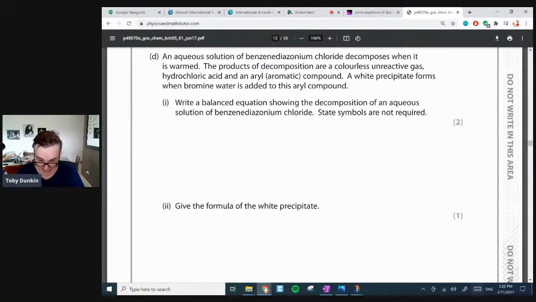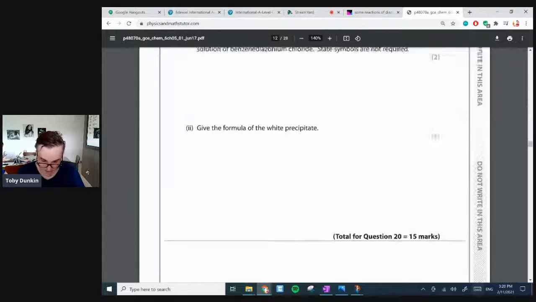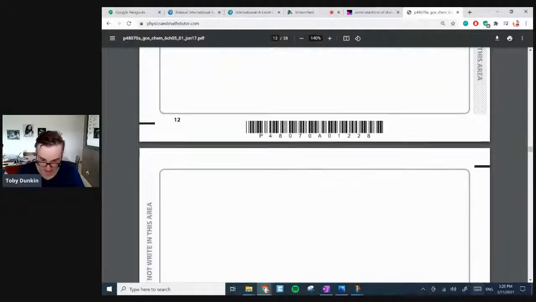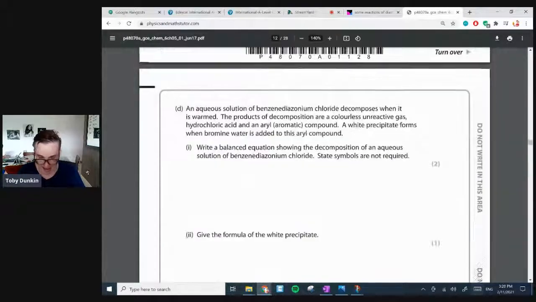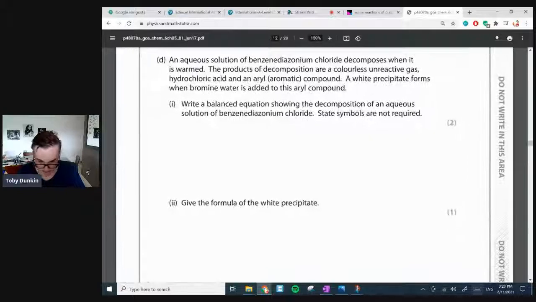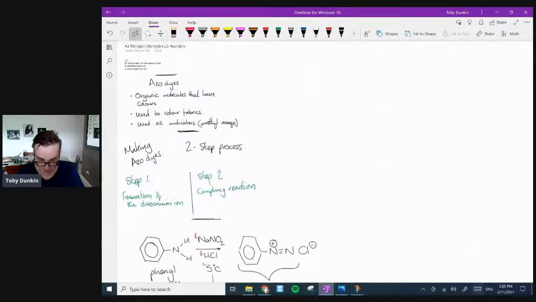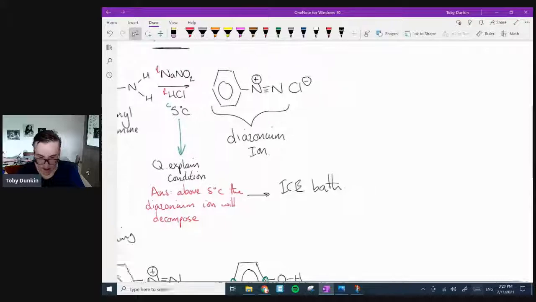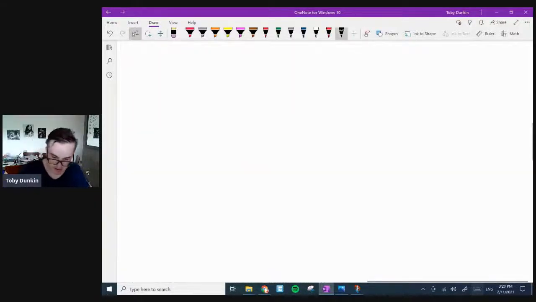Write a balanced equation for the decomposition and give the formula of the white precipitate. Holy moly, guys, this had everything on it. That's so cool. They're even making you do the decomposition. So I'm going to add the decomposition to my notes.